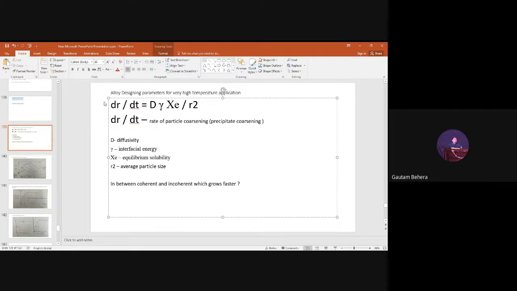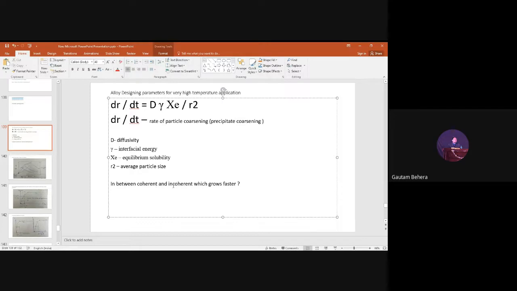But the rate of particle coarsening dr/dt is inversely proportional to r squared here. R squared basically means it depends upon the average size of the particle. If the average size of the particle is smaller, the particle becomes coarser with time. But if the average particle size is bigger, it will not coarsen much, right? But the interesting point here that we have to notice is Xc, the equilibrium solubility.